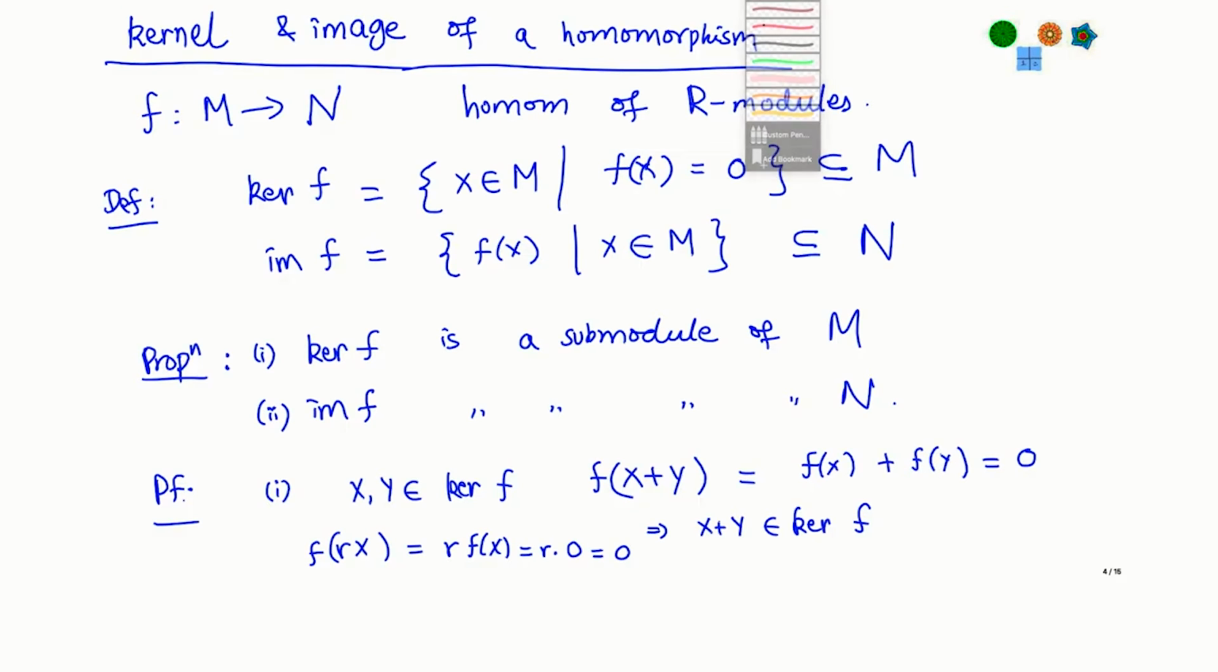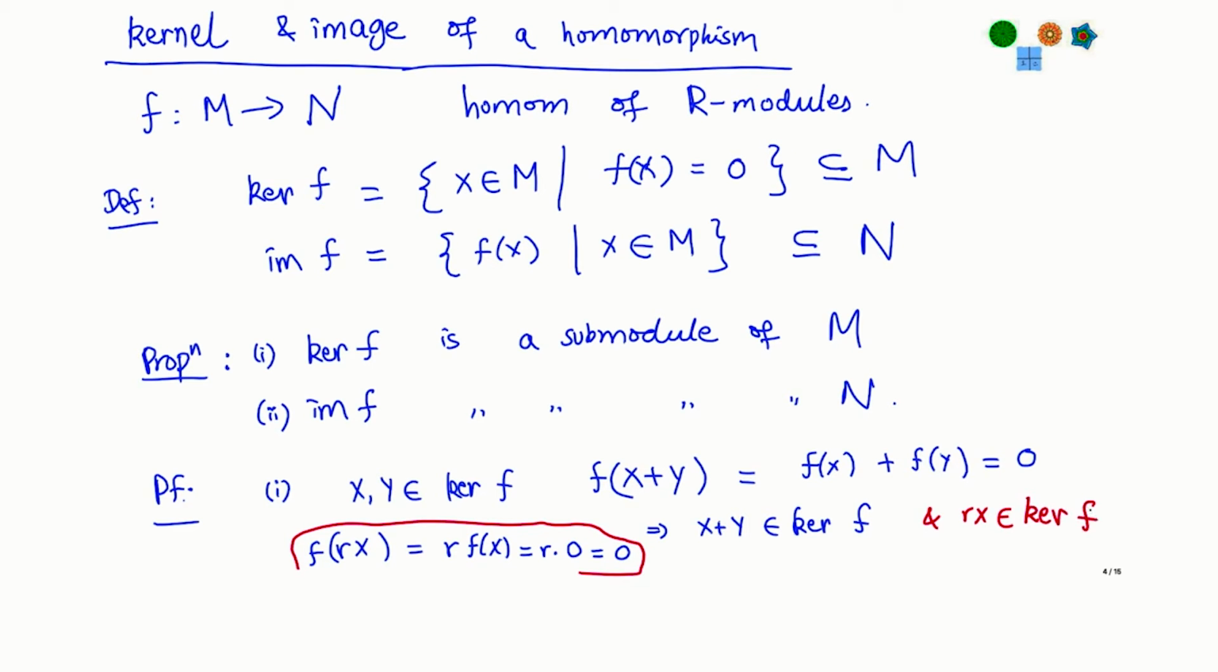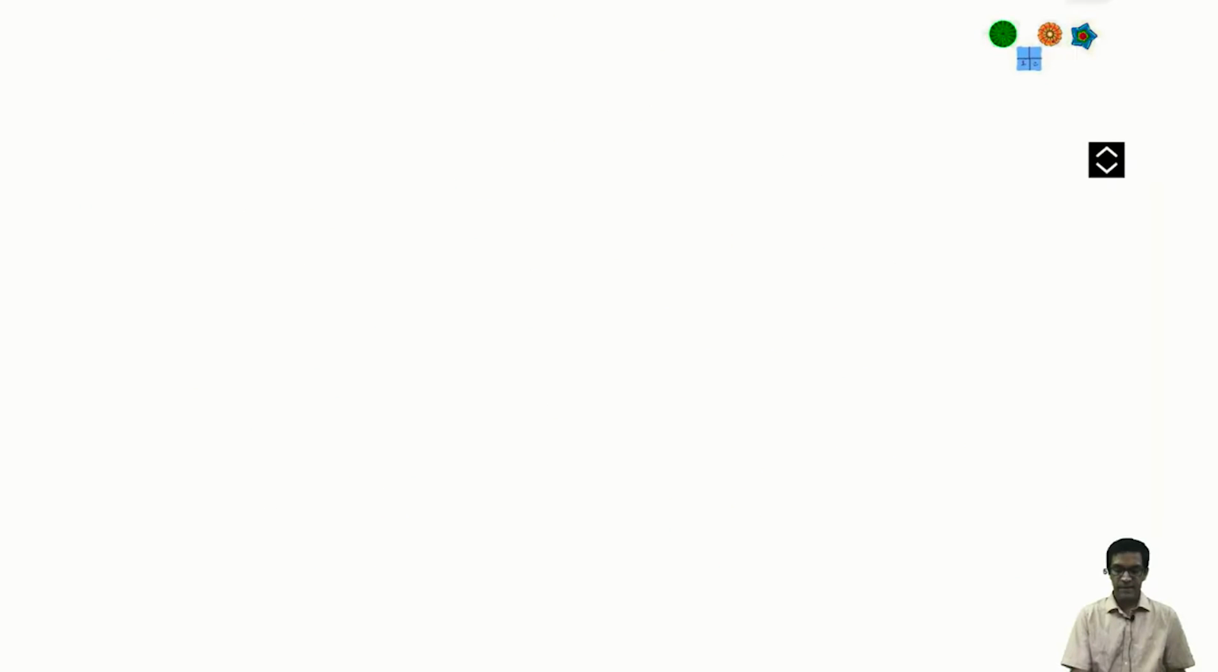So we have shown that f of Rx is 0 too. We conclude that not only is the sum in the kernel, the scalar multiplication of an element of the kernel by a ring element is also in the kernel. These two properties are exactly what it means for the kernel to be a submodule. So the kernel of f is in fact a submodule. I leave the other one for you as an exercise: show that the image is also a submodule.